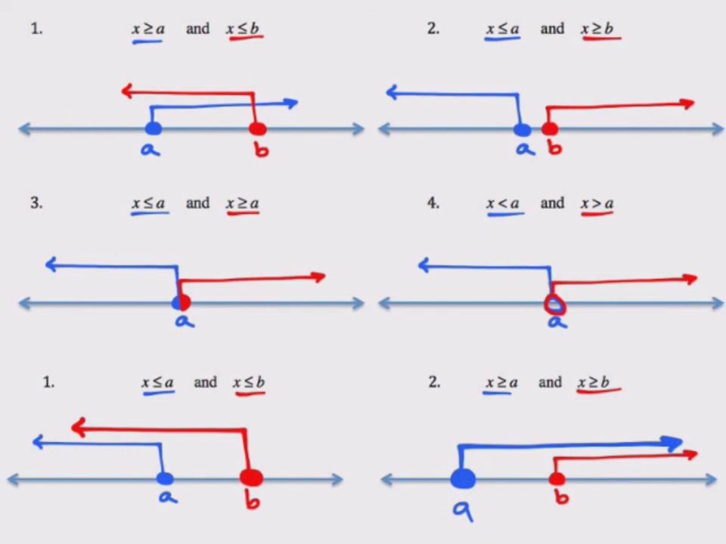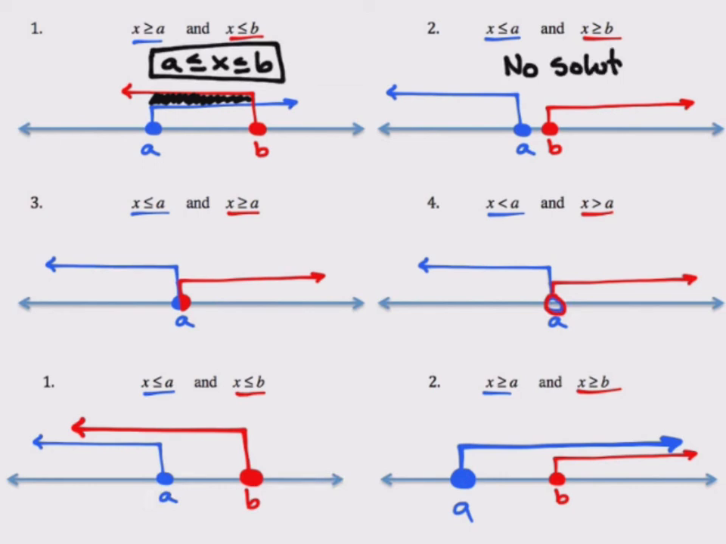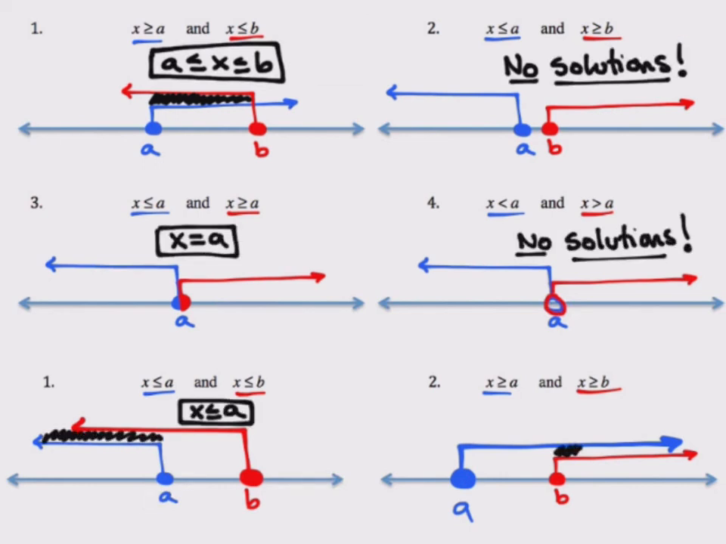Recall, in order to be a solution to an AND compound inequality, you must be a solution to all of the individual inequalities. And what I'd like you to do is pause the video now and write in and draw in what you think the solution sets are going to be for all 6. And when you're done, please play the video and we'll see how it went. In each case, only the numbers that were shaded in both blue and red were solutions to the AND compound inequality, and so you can see drawn and written in front of you the solution sets to all 6.